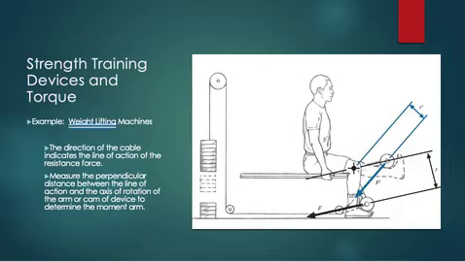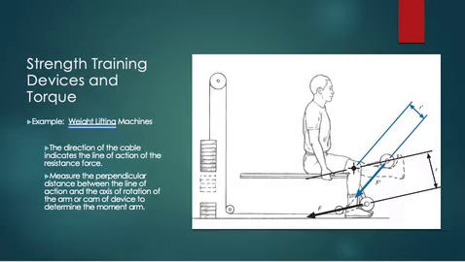Strength training exercises with free weights or weightlifting machines provide many examples of torques that are exerted on our limbs by non-muscular forces. To analyze the torques a weightlifting machine exerts on you, you must first identify the resistance force. Often cables or chains are used to redirect the line of action of the force of gravity acting on the weight stack. The direction of this cable indicates the line of action of the resistance force.